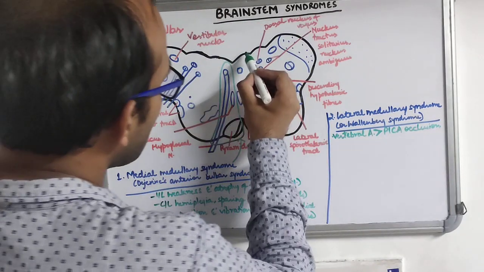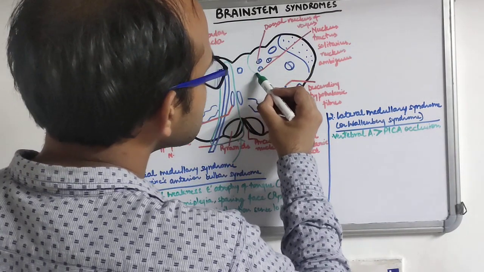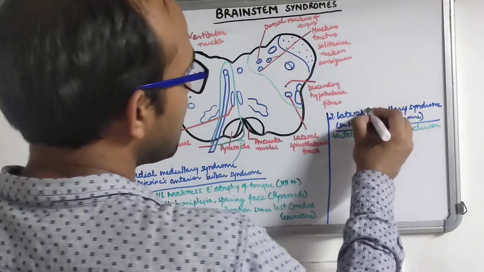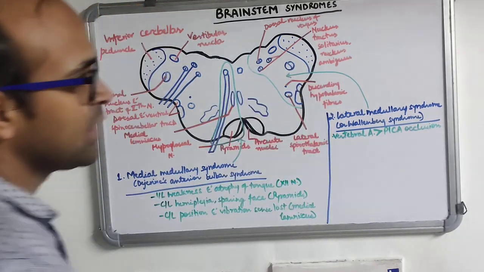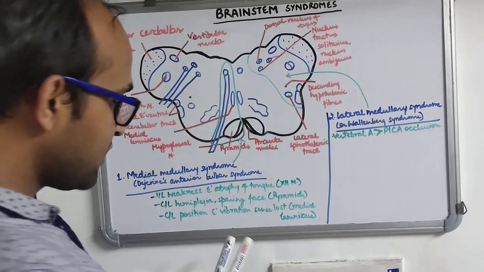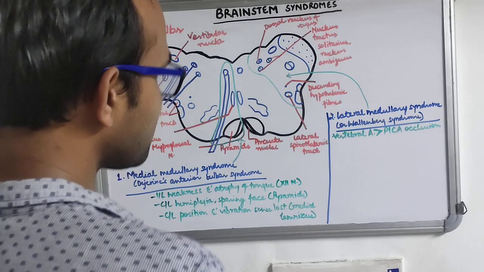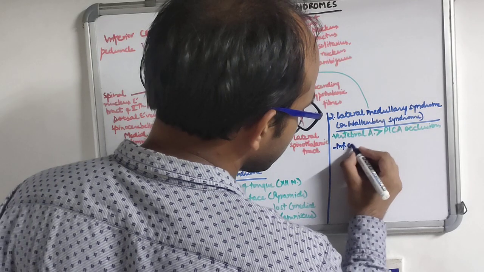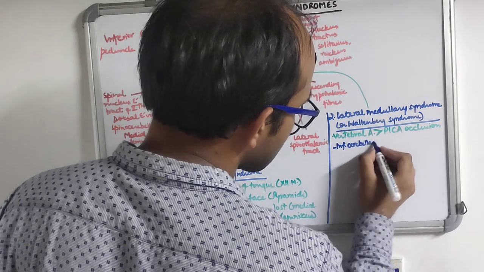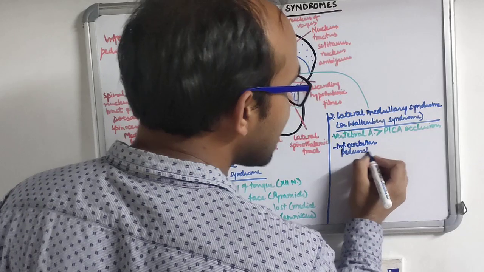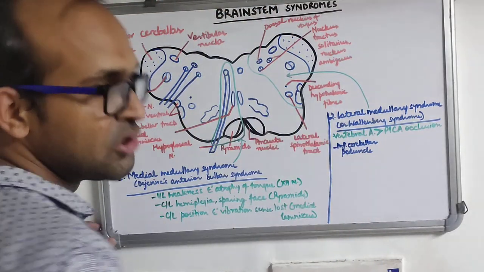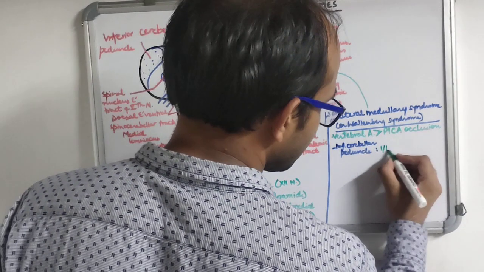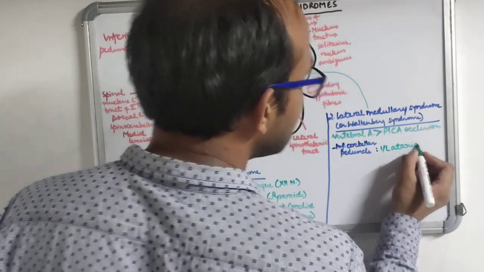Now it is because of the involvement of these structures. This one is the lateral medullary syndrome. Now what would be the impact of this? We'll discuss each one of them. Due to involvement of the inferior cerebellar peduncle, there is ipsilateral ataxia. Also because of the ventral and dorsal spinocerebellar tracts, there is ipsilateral ataxia. The patient will fall to the side of the lesion.